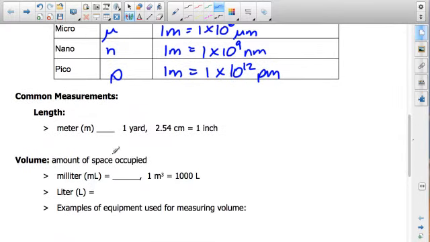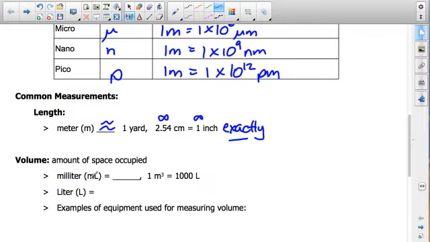Common measurements for length, we use a meter, and a meter is approximately equal to 1 yard. Another way to eyeball it, the height of a doorknob is almost 1 meter. And 2.54 centimeters is 1 inch exactly. That means the 1 inch has an unlimited number of sig figs, same as the 2.54. It has an unlimited number of sig figs because it's defined exactly.